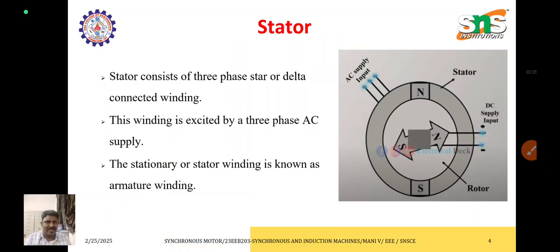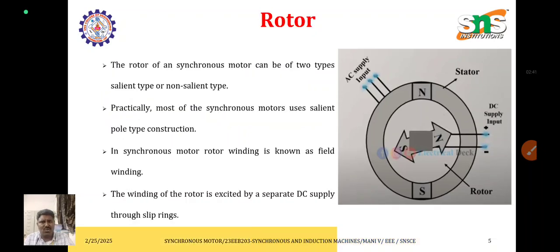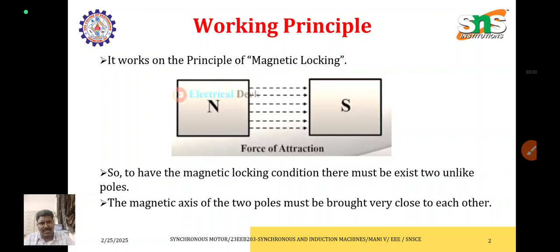We have already seen the stator. In the stator, the three-phase winding may be star connected or delta connected. For excitation, we give the three-phase AC supply to the stator. The stator winding is also called the armature winding, and the rotor is the rotating part. The rotor may be either salient pole or non-salient pole construction. The rotor winding is also called the field winding. For its excitation, we provide the DC supply through slip rings.